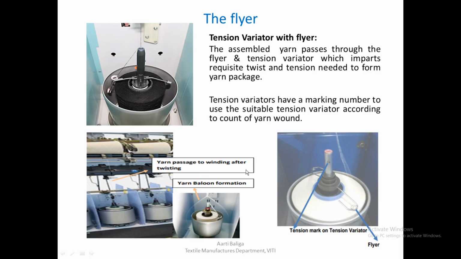So yarn passage to wind after twisting. So this is how the yarn goes. This is the yarn balloon that is formed outside over here and inside also. Inside, the way we have seen the passage already, once the yarn comes out from the bottom of the spindle, it forms a yarn balloon outside like this. Then it will further go on to the final winding.